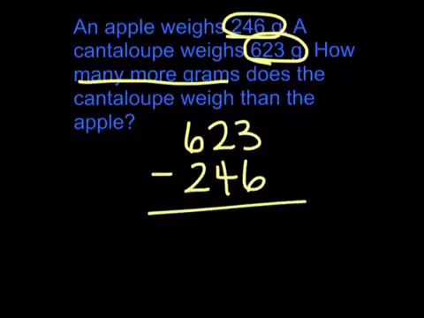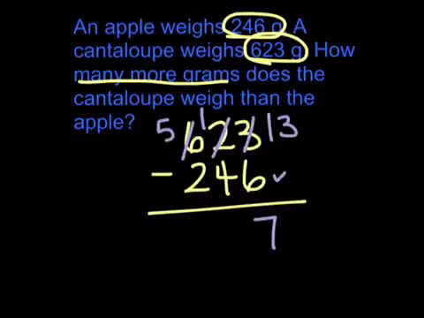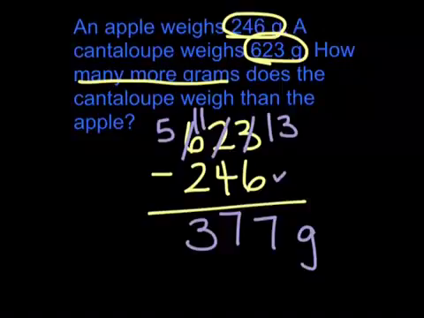Okay, so you have to remember all your subtraction rules. So I checked to see if the bottom is bigger, and it is. So I'm going to go next door to regroup. So I've taken 1 from the tens. I have 13. 13 minus 6 is 7. Go to the next column. The tens column, again, the bottom is bigger, so I'm going to regroup. 11 minus 4, 7 again, and then 5 minus 2 is 3. And then, so the cantaloupe is 377 grams larger than the apple.